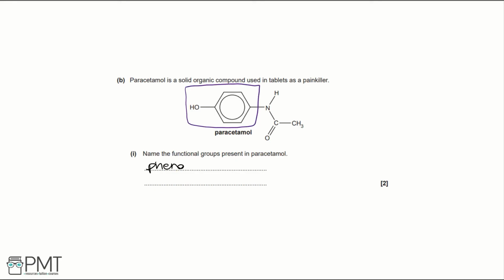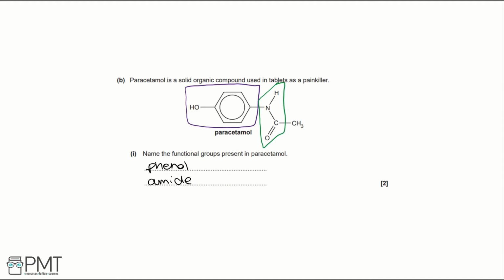A way to identify a phenol group is a benzene ring with an alcohol group attached. Then, using a different colour, we can identify our second functional group, and that is the NH here bonded to our carbonyl. A carbonyl group is a C double bonded to an oxygen. And this functional group is known as an amide functional group.